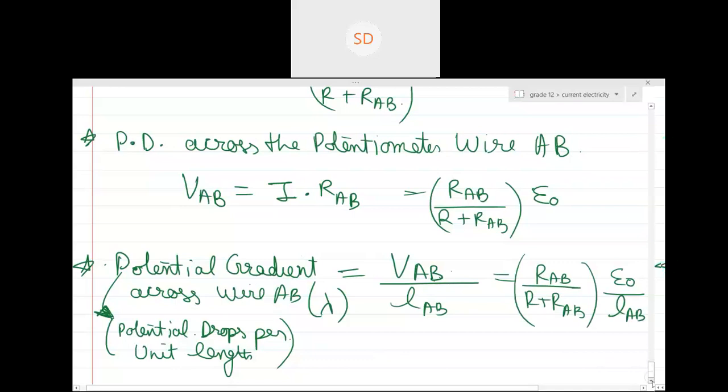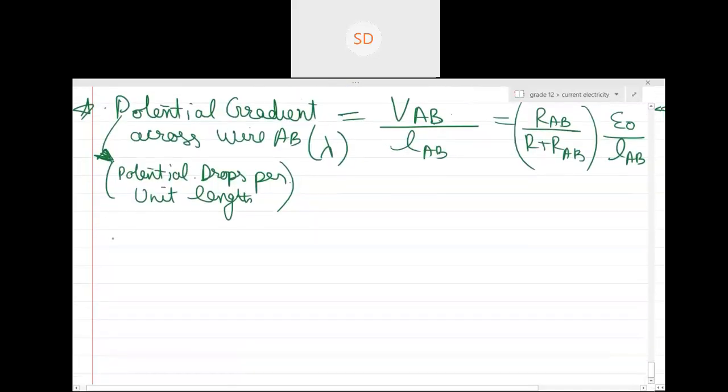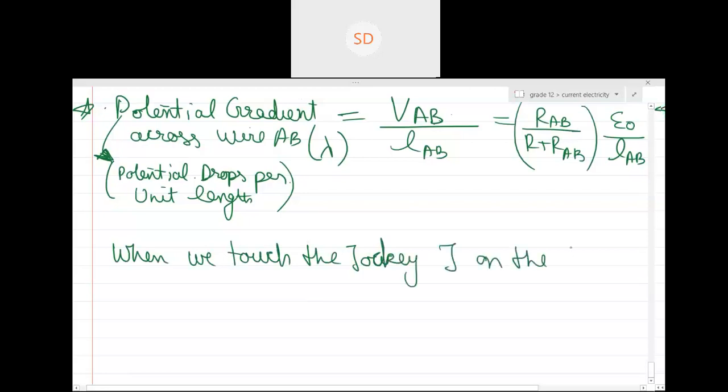Is it fine, guys? Now, all these things are done when you have not connected J across that wire. When you have not touched J across the wire AB, right? Now we touch the jockey on the wire AB, near point A.